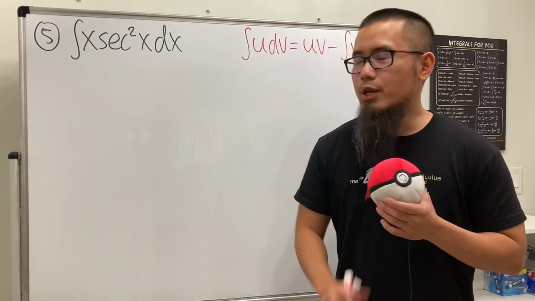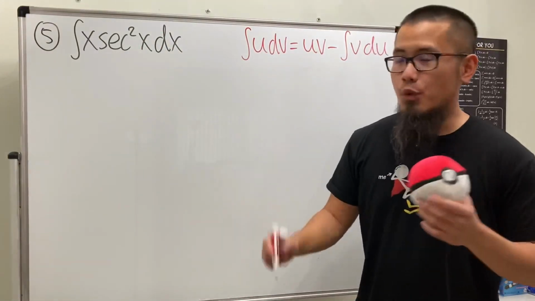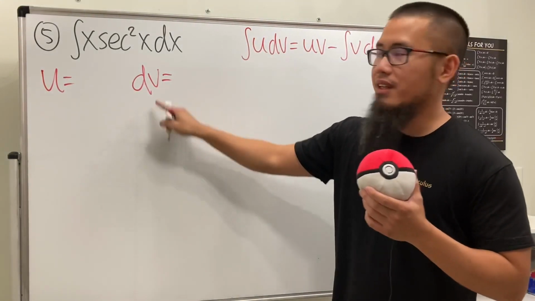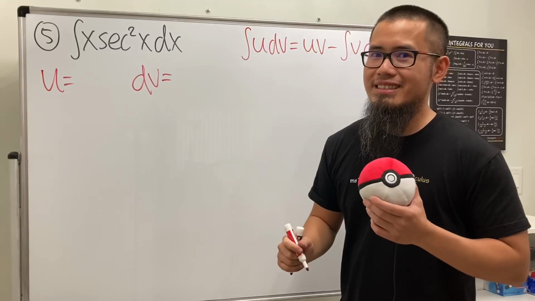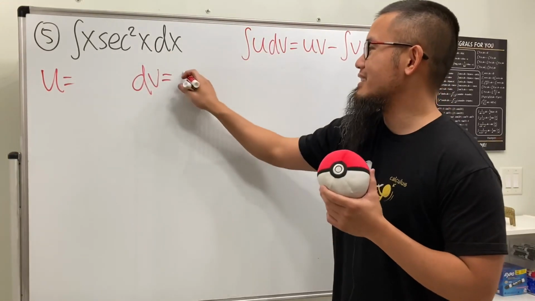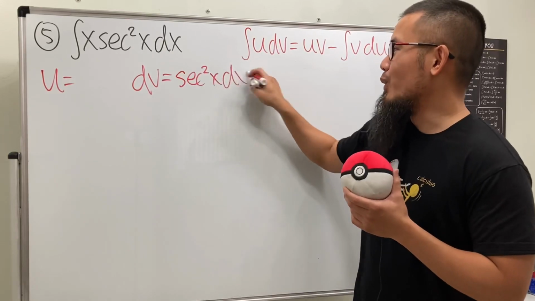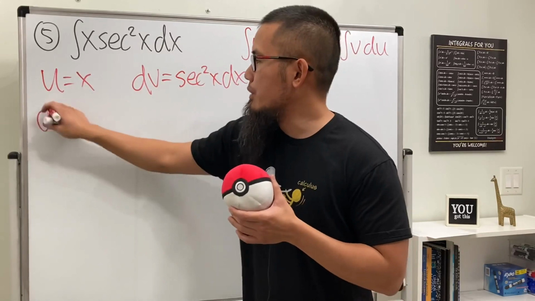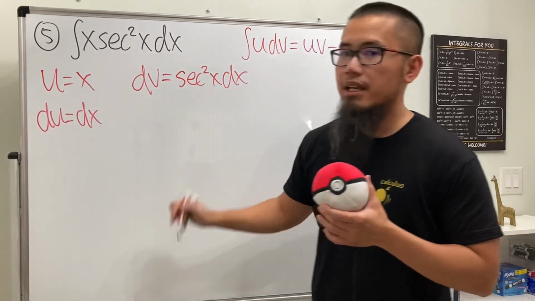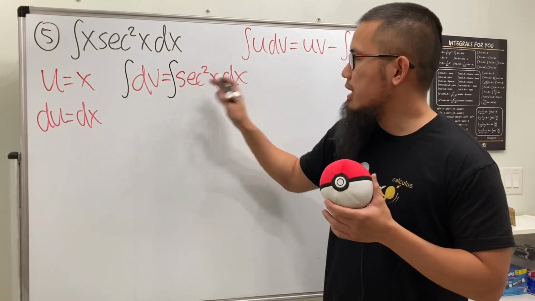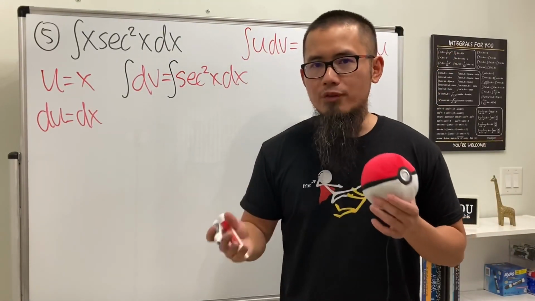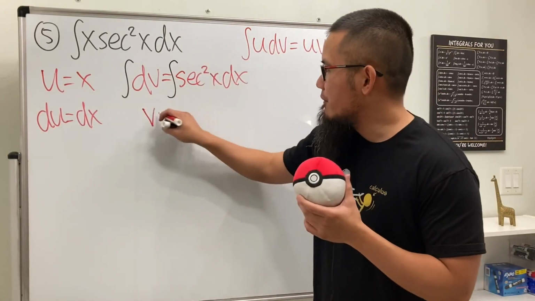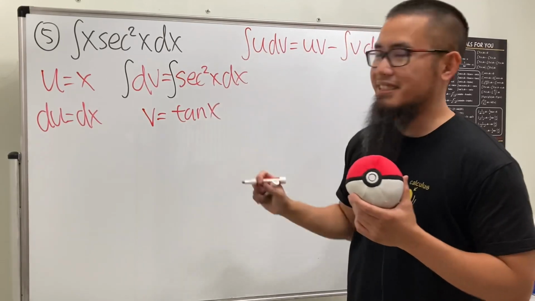For number 5, we'll be integrating x times secant square x. So of course, let's go ahead and put on the u and dv to get ready. And now, what should we choose for the dv? x or secant square x? The answer is secant square x. And let's just go ahead and put that down and then work things out and see if it works or not, right? Okay, u will be just x, and you see when we differentiate that, we get dx. And now when we integrate secant square x, derivative of what function will give us secant square x? The answer is tangent x. So we get v equals tangent x.